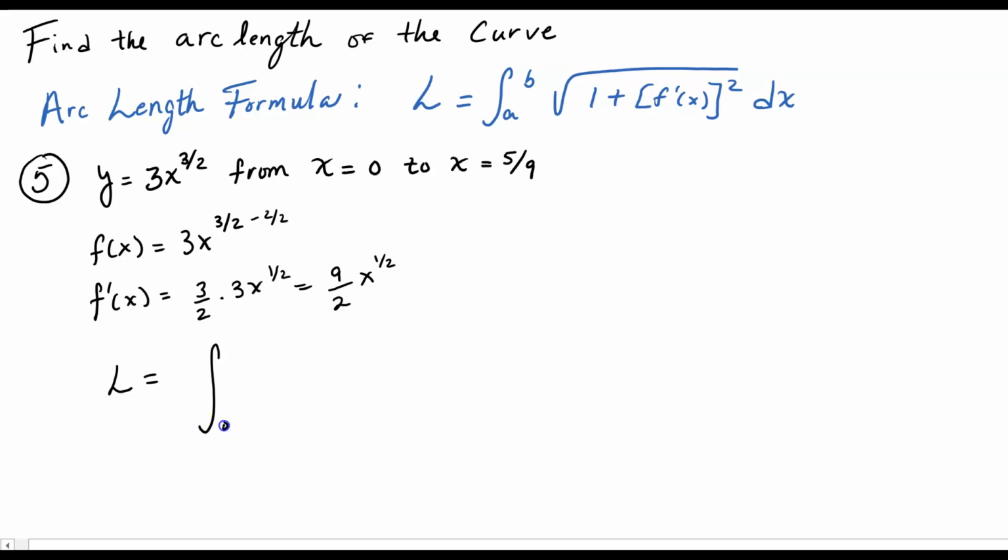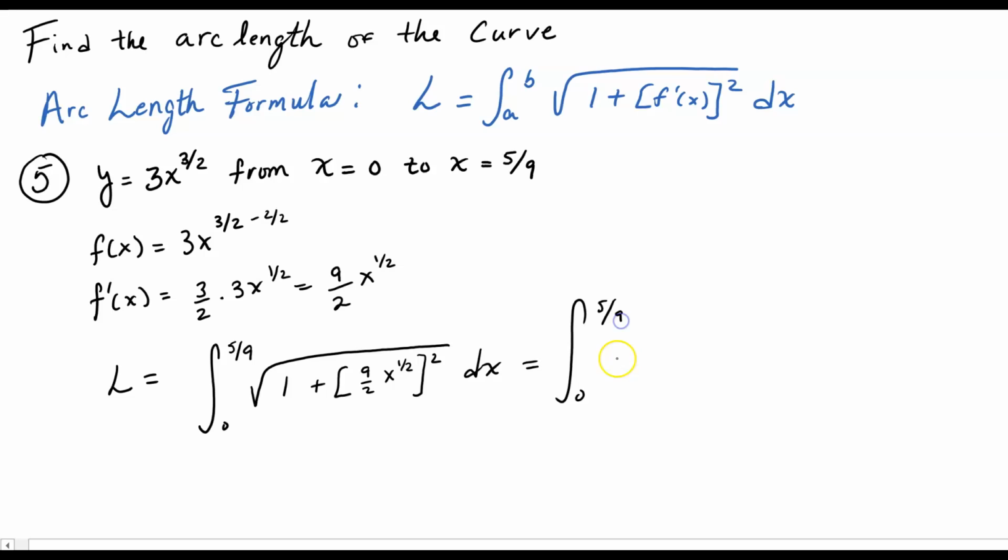So we're going to integrate, in this case, from 0 to 5 over 9, the square root of 1 plus the derivative, which is 9 over 2 x to the 1/2, squared, dx. We're going to continue with this before we apply any more advanced techniques. So we get 1 plus 9 squared is 81, 2 squared is 4, so 81 over 4, and then x to the 1/2 squared is just x. Really nice. But we realize that it's not that easy to integrate.